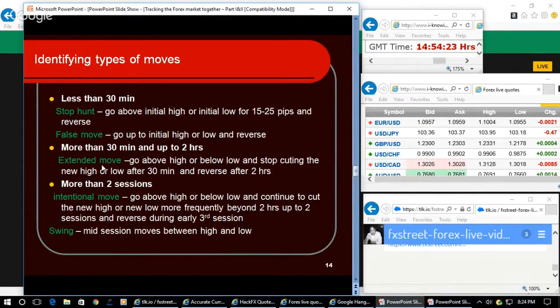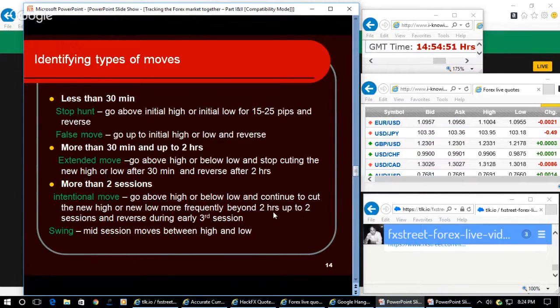Both are quick moves. And also the extended move: they just breach the high and stay there above for more than 30 minutes up to 2 hours and then reverse and make the intentional move on the downside. Otherwise, they breach the low and stay below that low for more than 30 minutes up to 2 hours and reverse and rise the market. So that is an extended move on the downside before making an intentional move on the upside.